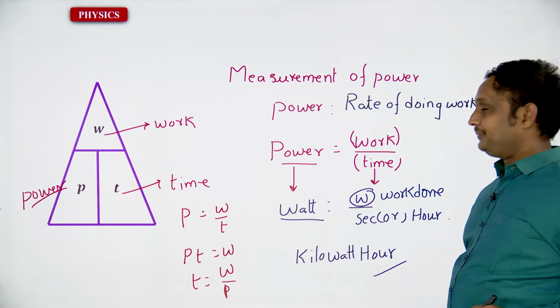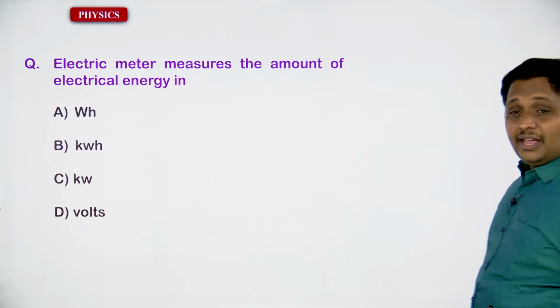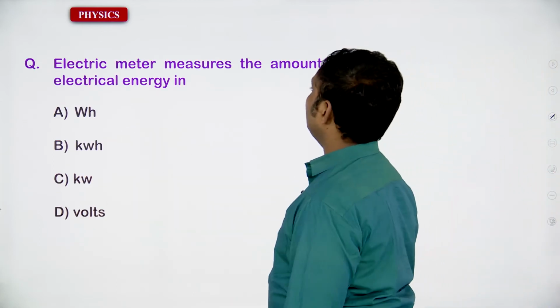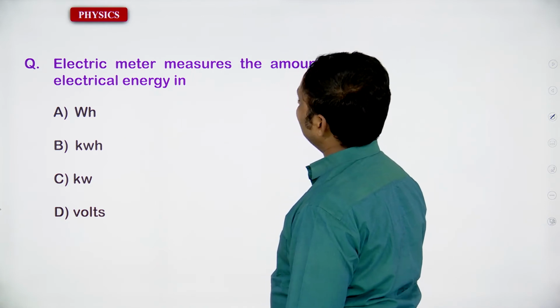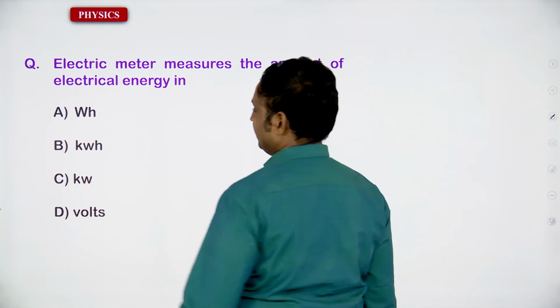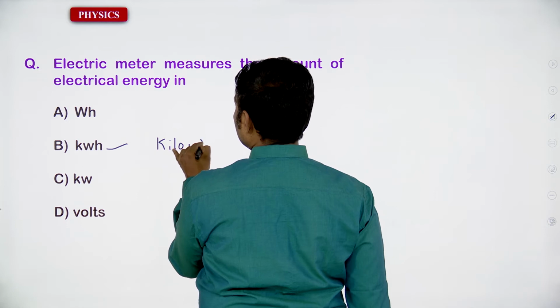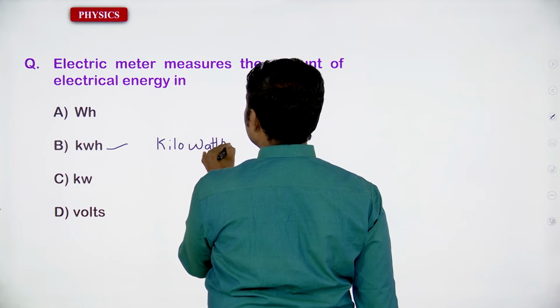It's very clear. Now, let's go for this one. Yes, electric meter measurements: the electric meter measures the amount of electrical energy in kilowatt hour. It's very clear. Kilowatt hour.